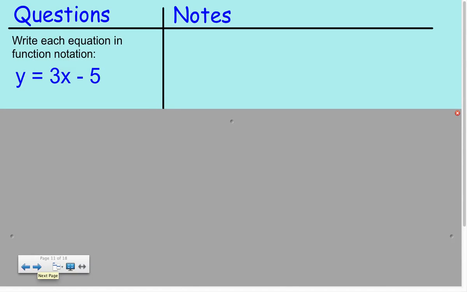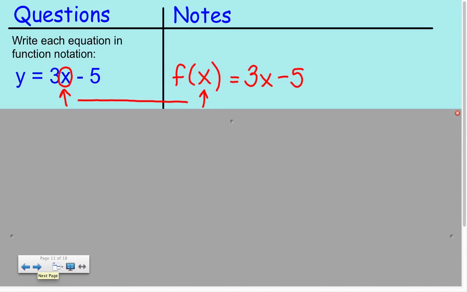So we're going to look at this equation right now. What we care about is the variable that's with the other numbers. So we have the y on the left by itself. We don't care about the y. What we care about is the x that's next to the 3. And the way you write function notation is f of, and then whatever variable was in the problem. So in this case it's x, so f of x equals, and then we're just going to copy the 3x minus 5 down. So we put this x in here because of that.